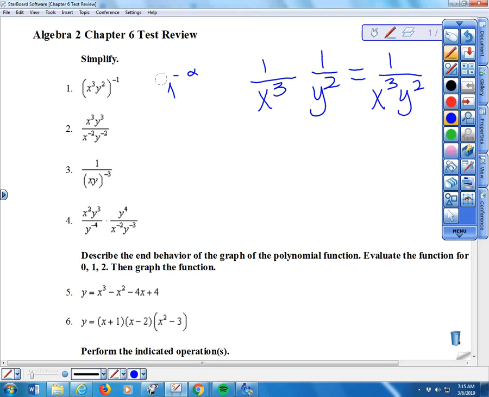Another way you could look at doing this is going ahead and applying the negative initially and flipping everything right off the bat. Get the same thing.